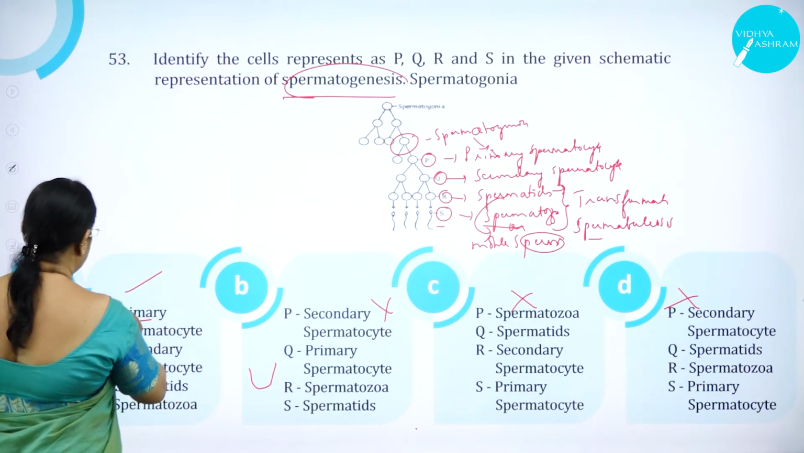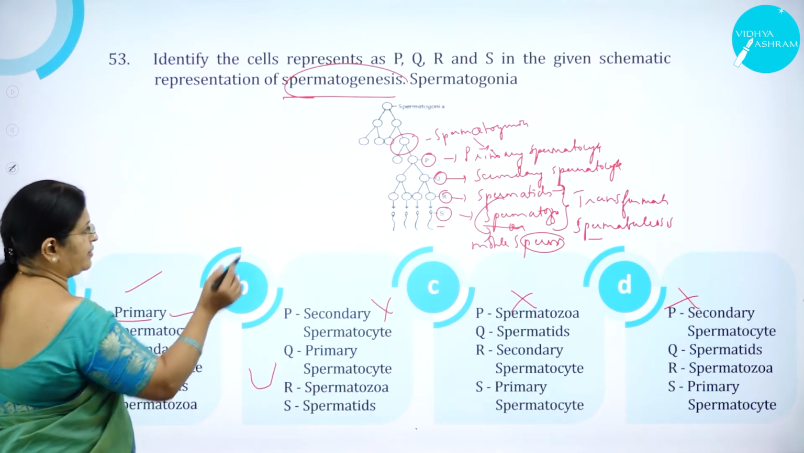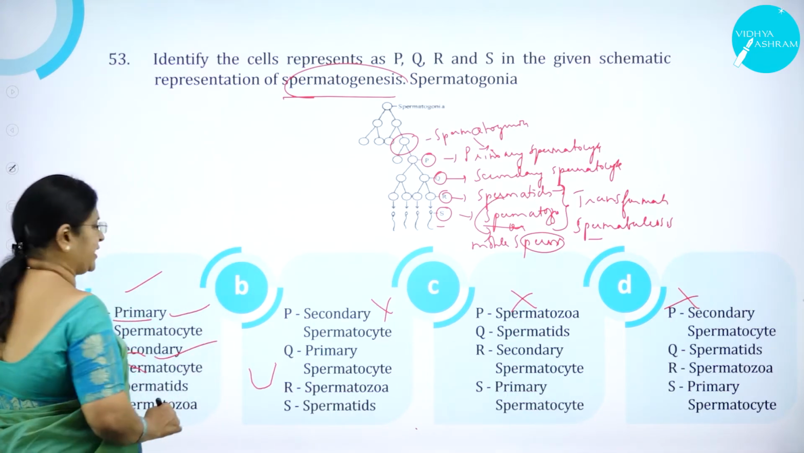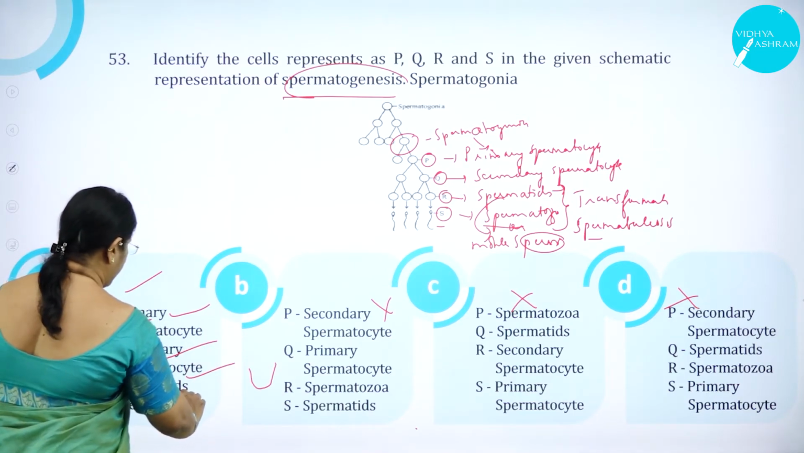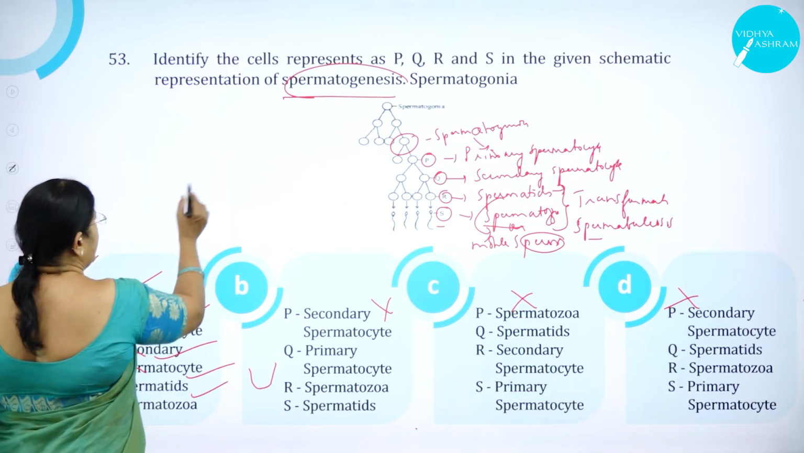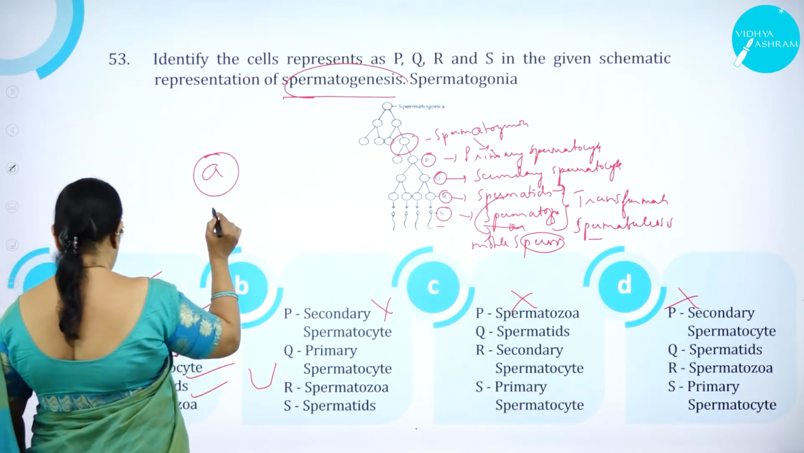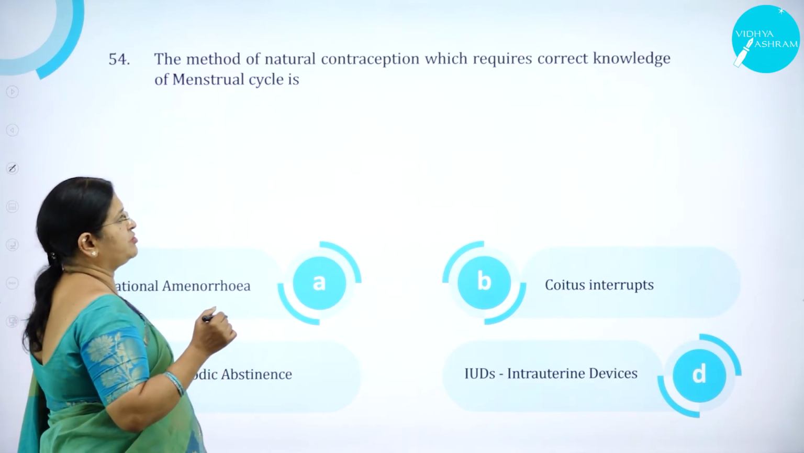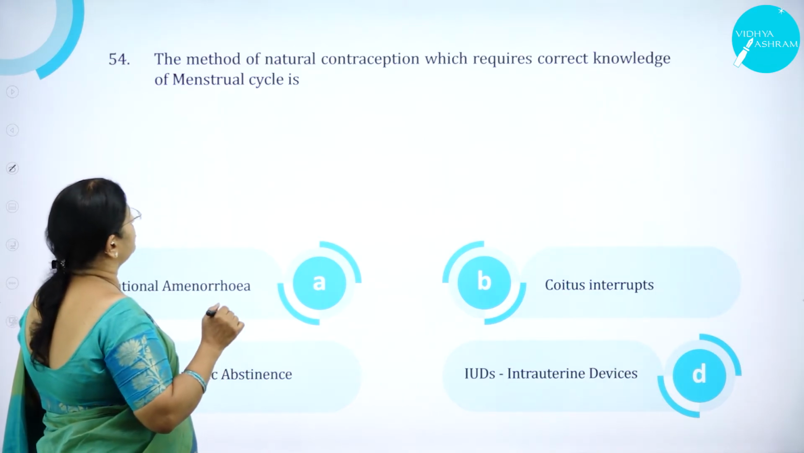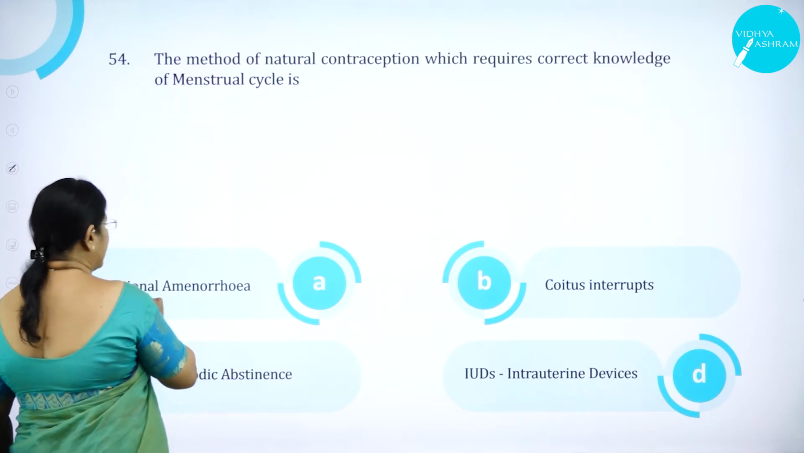So here you can see P is primary spermatocyte, correct. Q is secondary spermatocyte, correct. And R is spermatids, correct. And S is spermatozoa, correct. So option A is correct. Then the method of natural contraception which requires correct knowledge of menstrual cycle is lactational amenorrhea.